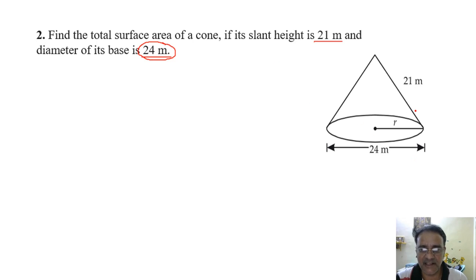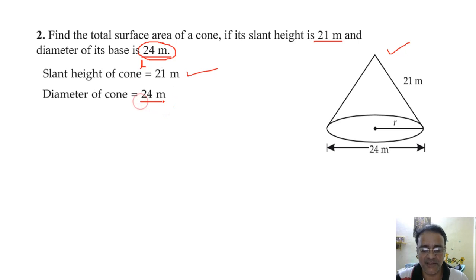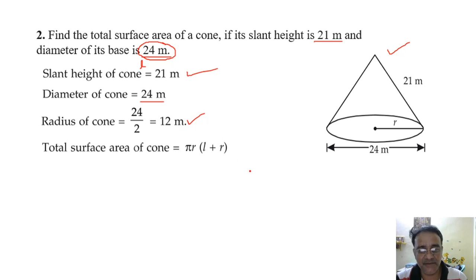Okay, this is the rough diagram. Rough diagram is not mandatory. Slant height is given 21 meter. This is l, and diameter is given 24 meter. So what is the radius? 12 meter. Right, radius is 12 meter. Now the total surface area formula is pi r into l plus r.